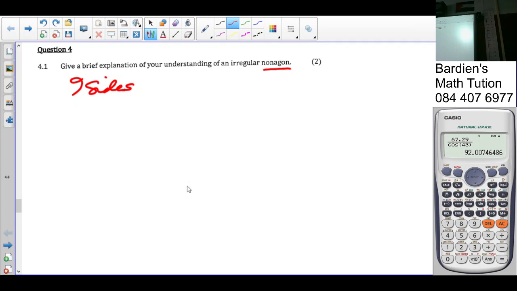Or you can say it's 9 angles. Okay, but normally we talk about sides. So 9 sides with the angles and the sides that are not equal. Okay? If that said a regular nonagon, what does that mean? It's 9 sides, all the angles and all the sides being equal. Okay?